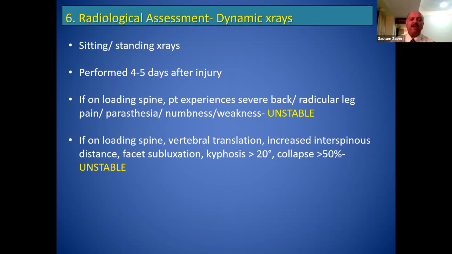Finally, very occasionally, one needs dynamic X-rays. If at the end of your X-ray, CT, MRI, you are still unsure whether this fracture is a stable or an unstable fracture, what one does is around 4 to 5 days after the injury, when the patient is a bit more comfortable as far as pain is concerned, sitting or standing X-rays are obtained. If when the patient's spine is loaded on sitting or standing, the patient experiences severe back or radicular leg pain, paresthesia, numbness, or weakness, then we diagnose this to be an unstable spine.